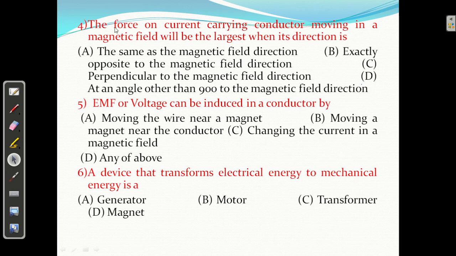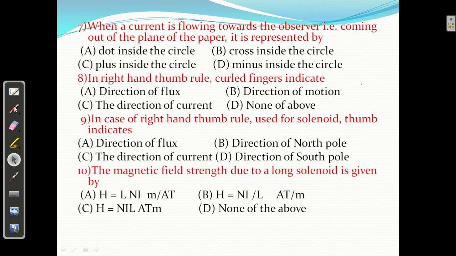Magnetic force on a current carrying conductor moving in a magnetic field will be largest when its direction is. अब डायरेक्शन दिया है तो साइन थीटा दिया है, BIL साइन थीटा. साइन थीटा कब मैक्सिमम होगा, साइन 90 इज 1. इसका मतलब है थीटा इज इक्वल टू 90 डिग्री. मींस व्हाट, एज द सेम एज द मैग्नेटिक फील्ड डायरेक्शन, थीटा 0 हो गया. एग्जैक्टली अपोजिट टू द मैग्नेटिक फील्ड डायरेक्शन 180 डिग्री हो गया. परपेंडिकुलर या C is the correct answer.